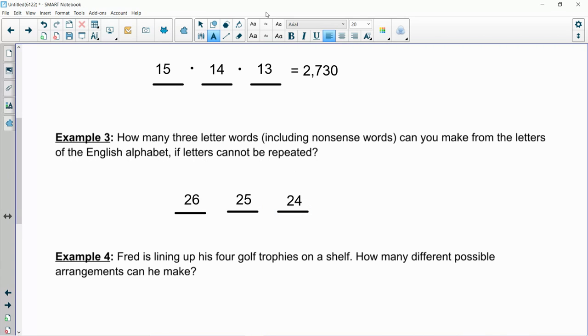And this is why it's so important that for these questions, we really take our time and read carefully. As soon as we see that it says right here, cannot be repeated, in the question, then we know that repetition is out, and we're going to have to start decreasing with each choice that we make. So now we're going to use our old friend multiplication again, and we wind up with 15,600 different 3-letter combinations we can make using the letters of the alphabet with no letters repeating.